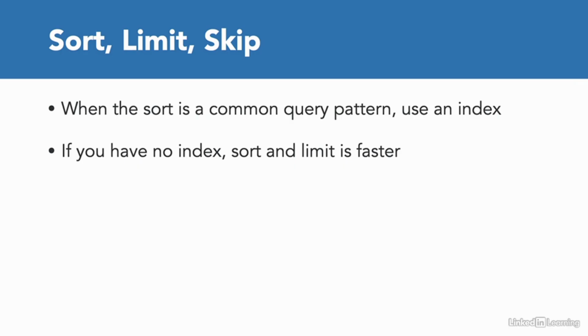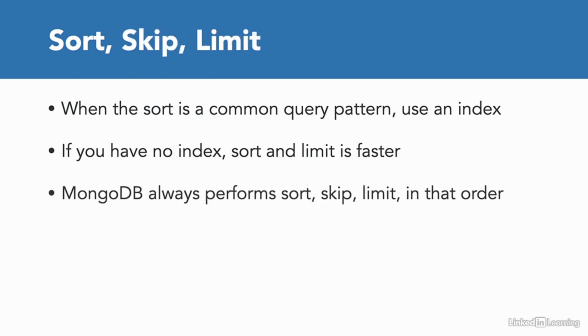The second thing you should know is that if you use sort, skip, and limit in combination, you can specify them in any order you like. However, MongoDB will always perform the sort first, then the skip, and then the limit.